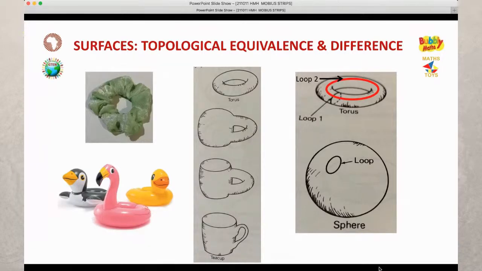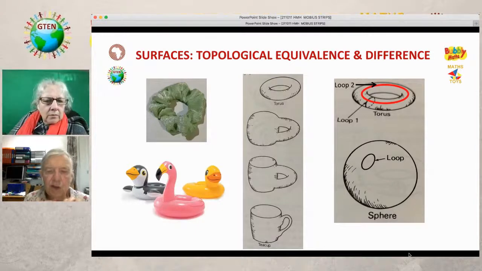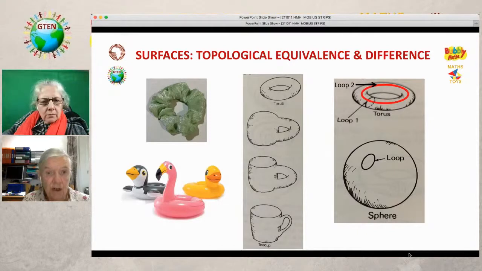So if you start off with that and then you gradually mold it, if it's rubber or plasticine, and then you push down, you're not actually making a hole. The surface, the inside and the outside of the cup, are all part of the same sort of surface. The hole there is through where you eventually form a handle to make the teacup.